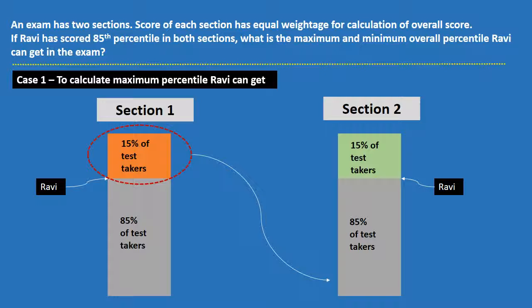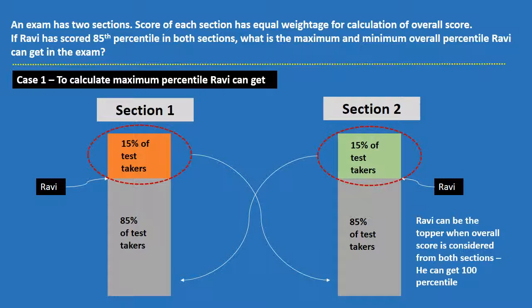Similarly, in section 2, let us consider the 15% test takers who are above Ravi. Assume that they got marginally higher scores than Ravi in section 2 and far below scores in section 1, so that their overall score is below Ravi. Hence, Ravi can be the topper when overall score is considered from both the sections. He can get 100 percentile. This is the maximum.